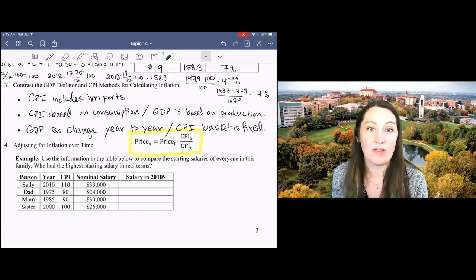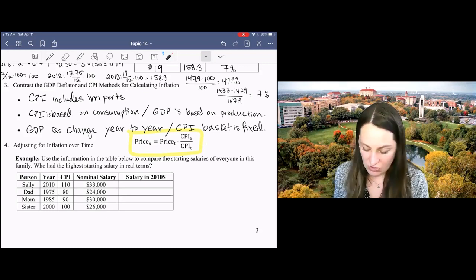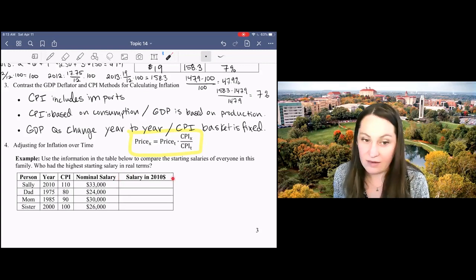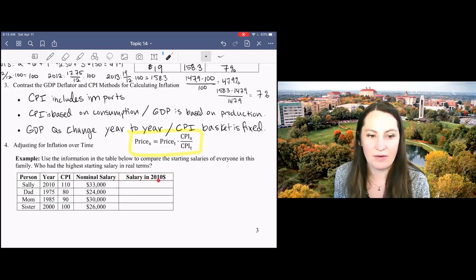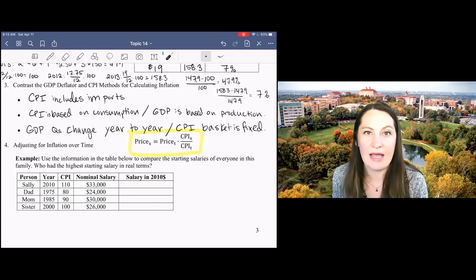Now, we could answer that question, who made the most money in real terms, by converting the salaries to any year. As long as they're in the same year dollars, whichever one is highest in real terms. I will give you, though, usually the year that you want to convert to. So here I've said convert all of the salaries to $2010. That means that in each case, we're going to be multiplying by CPI in 2010.